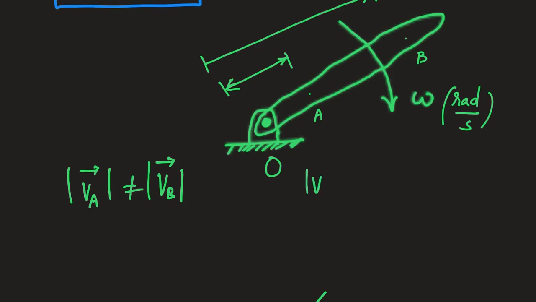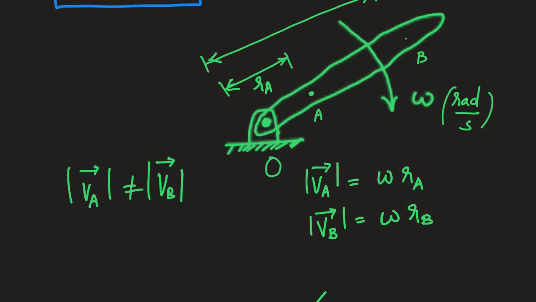To give you a little more detail, velocity of A can be written as omega times rA, where rA is the radial distance from the pivot point O to the point A. Similarly, I can write the velocity of B as omega times rB, where rB is the radial distance between the pivot point O and the point B, which is the point where I want to compute the velocity. Okay, so this is the formula that tells us the velocity at different points in a body undergoing pure rotation.